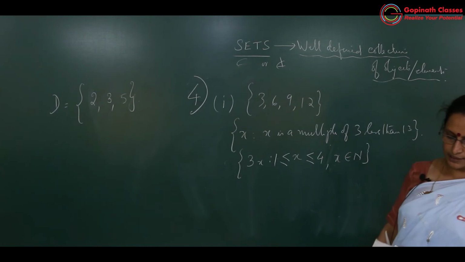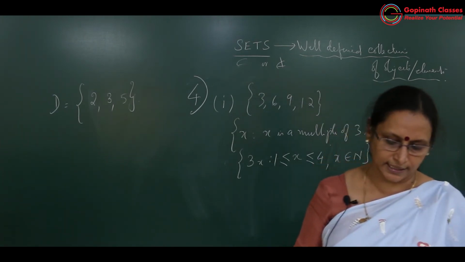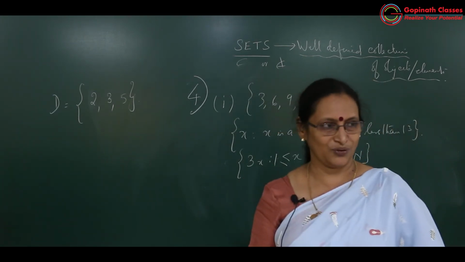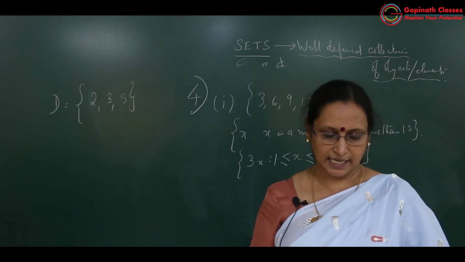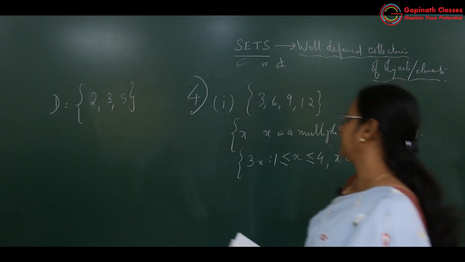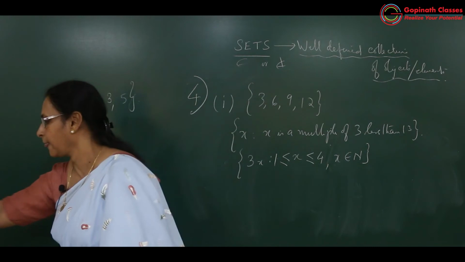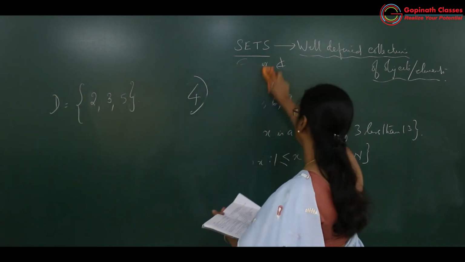Like that, everything has got a speciality. 2, 4, 8, 16, 32. What is its speciality? Second question, you look.